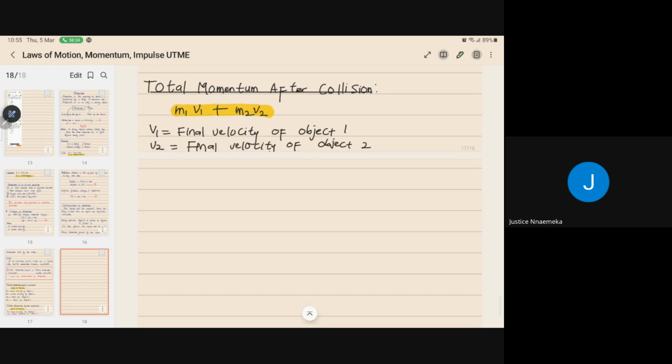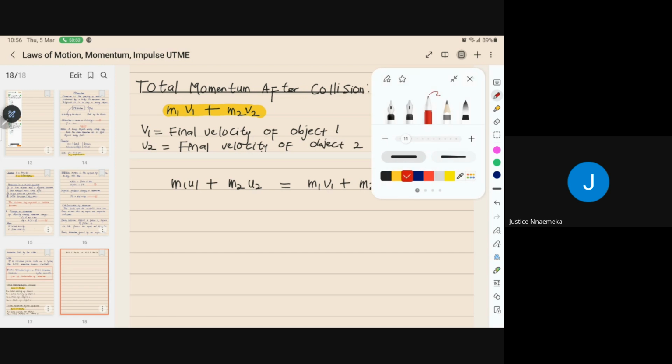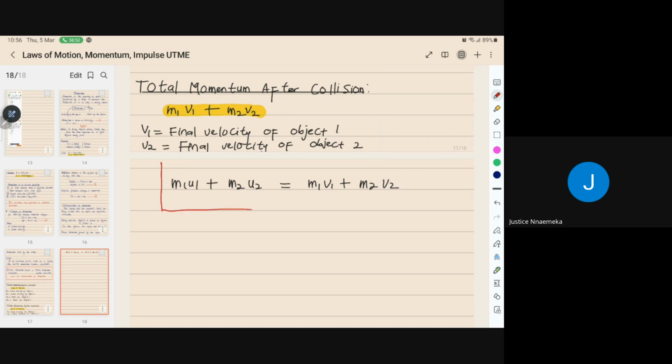All right. So that said, we can now bring everything together. You're going to have M1 U1 plus M2 U2 is equal to M1 V1 plus M2 V2. So that's the formula behind the law of conservation of momentum, and we're going to be making use of that a lot. Is that okay?